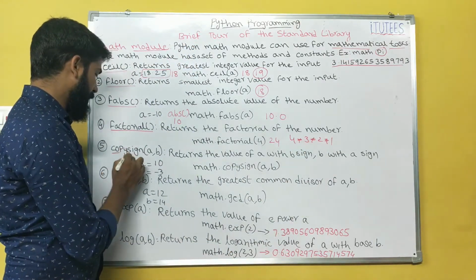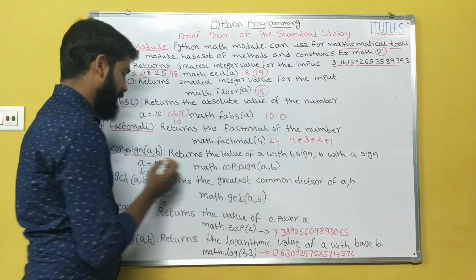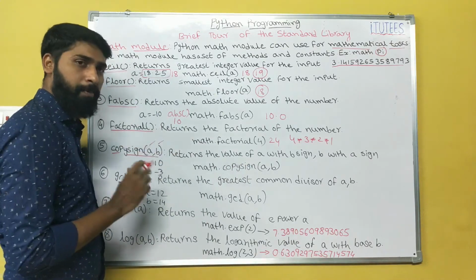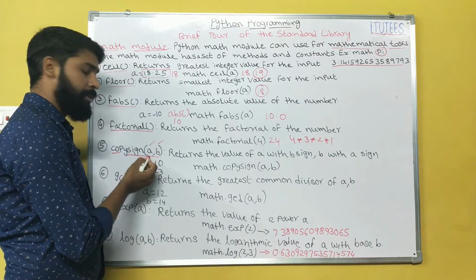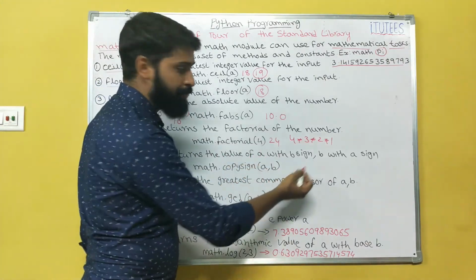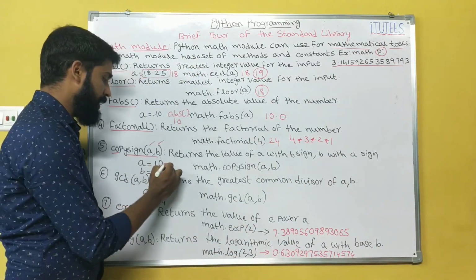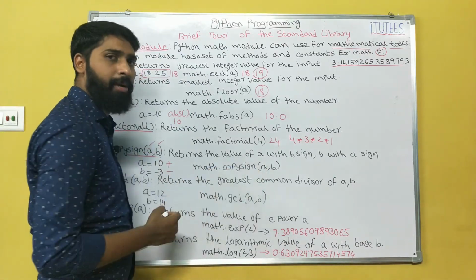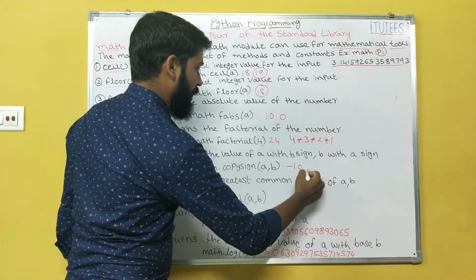The next method is copysign. Here I am giving two variables as input, one is A, another one is B. Copysign returns the value of A with the sign of B. A equals 10, B equals minus 3. Here A has a plus sign, B has a minus sign. math.copysign of A comma B. If you print this, it prints minus 10.